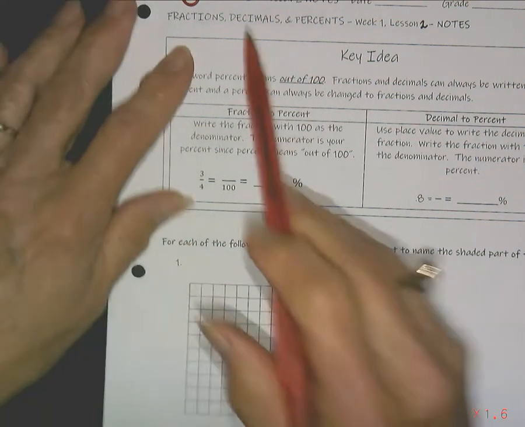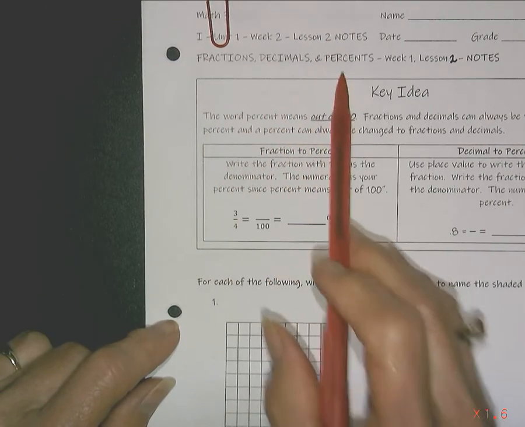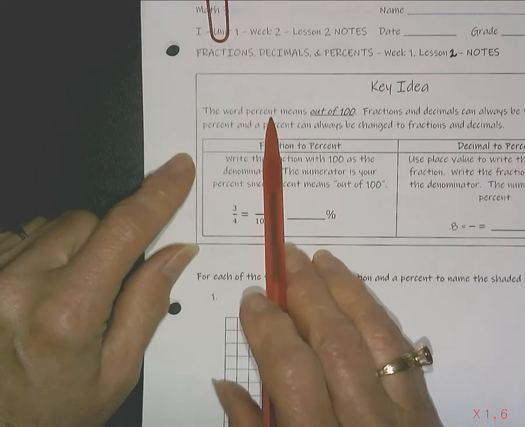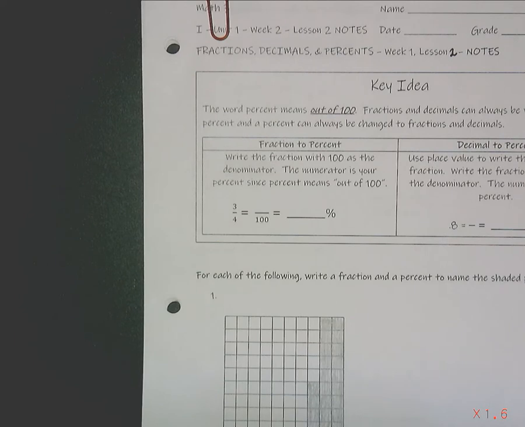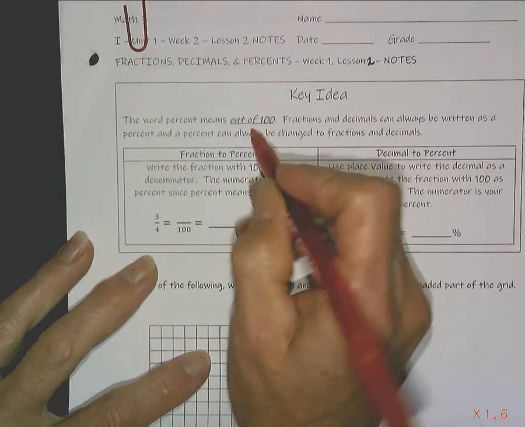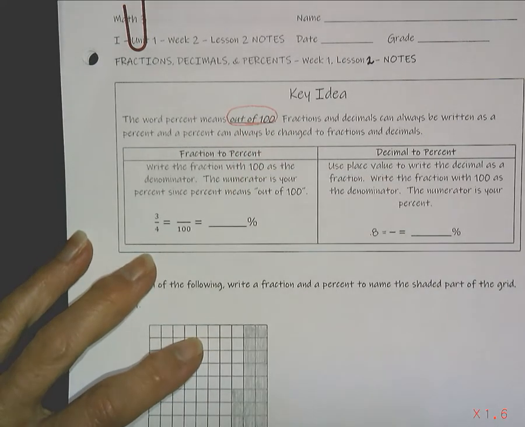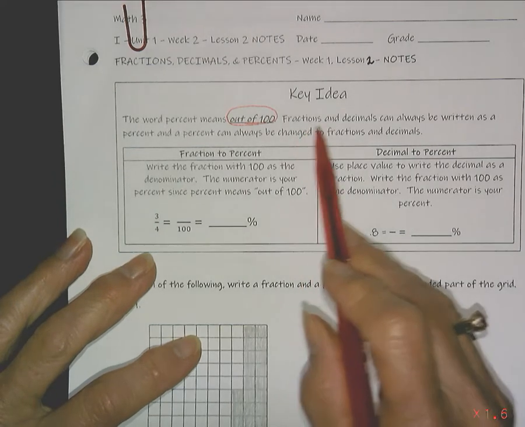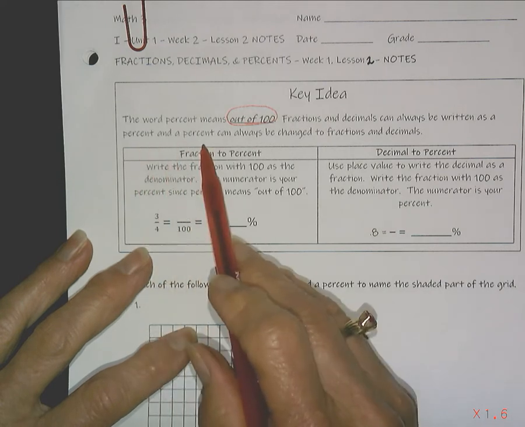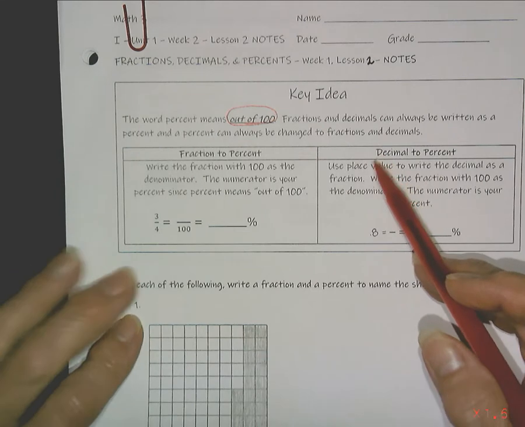All right, so we're going to do week 2, lesson 2 notes on fractions, decimals, and percents. The word percent means, and y'all might remember this from last year, it's Latin. It means out of 100. Fractions and decimals can always be written as a percent, and a percent can always be changed to fractions and decimals, and that's what we're going to focus on today.